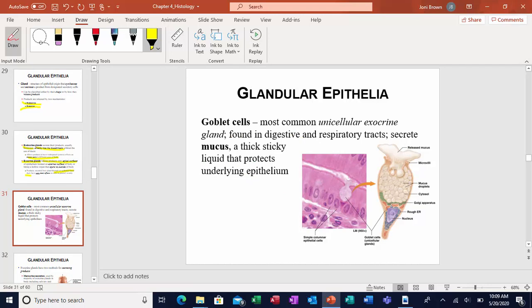Now, we talked about goblet cells with our columnar epithelium. This is an example of a unicellular exocrine gland. And it secretes the mucus onto the surface, and then the cilia and so forth will spread it all over the surface.